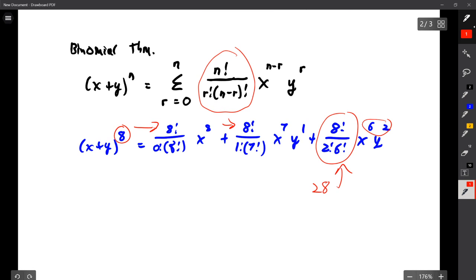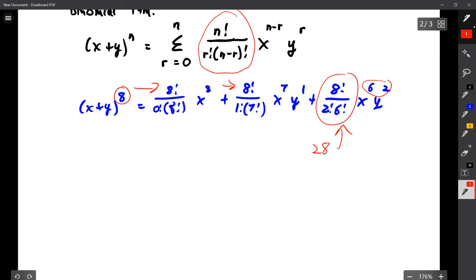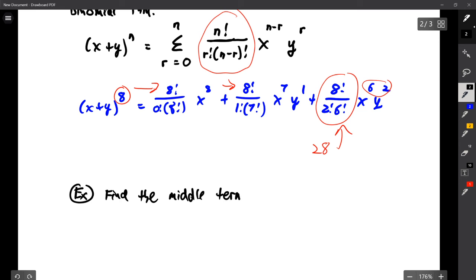Okay, so this could be a quicker tool, especially if you know a particular term that you're dealing with. So let's just say we want something like this. Find the middle term of 3x minus, I'll go with minus 5y again. Nah, let's switch it up. I'll do plus, I guess. No, let's keep it minus. Minus 4y to the 21st power.